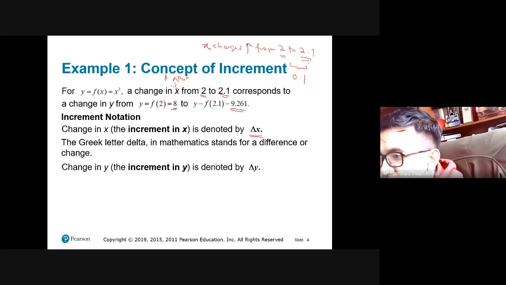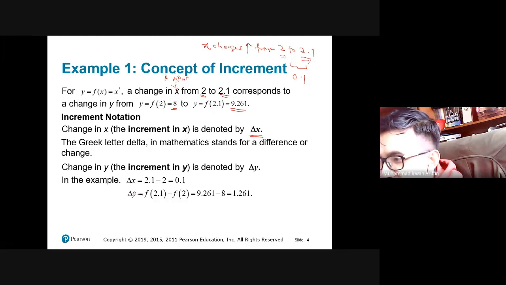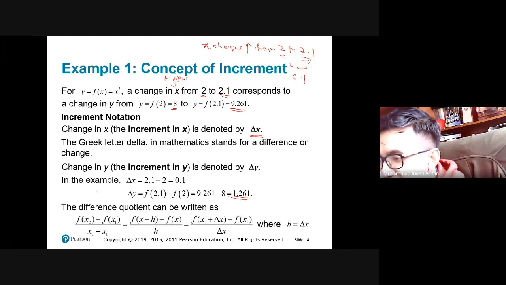While the change in y is denoted by delta y. In our example, delta x equals 0.1, while delta y, the change in y, equals 1.261. Our y has increased from 8 to 9.261. So 1.261 is the change in y, delta y, and delta x.